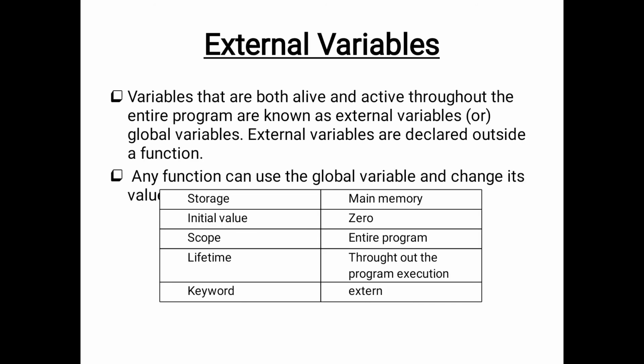The next and the last one of the storage classes is external variables. Variables that are both alive and active throughout the entire program are known as external variables. They are also called global variables. A global variable is available in the entire program. External variables are declared outside of a function.